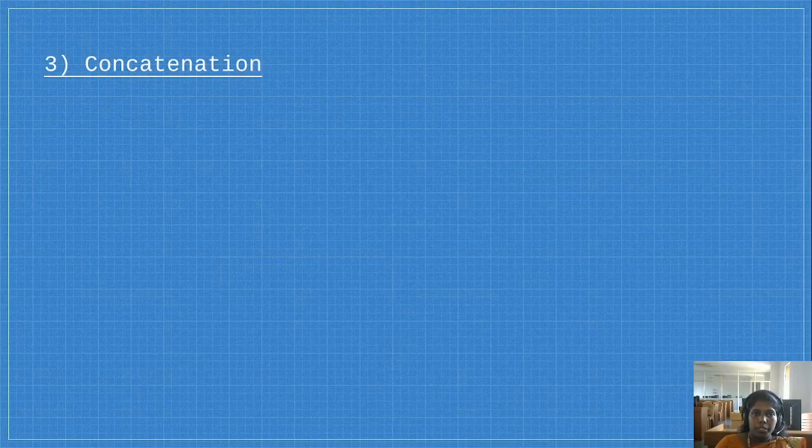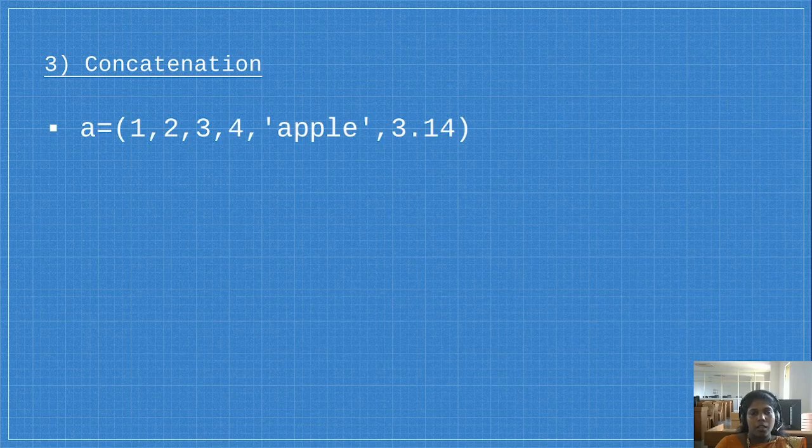The third operation is concatenation. What we mean by concatenation is joining two tuples. For example, if I have A, it's a tuple, so it's written within the parentheses, and we have some values. Then we have another tuple called B, with two values within it, fan and cup.